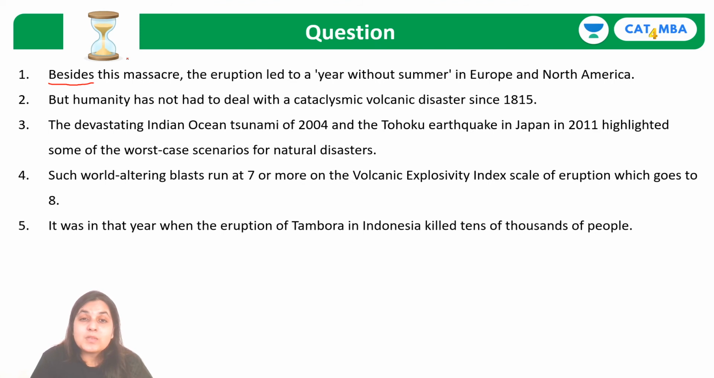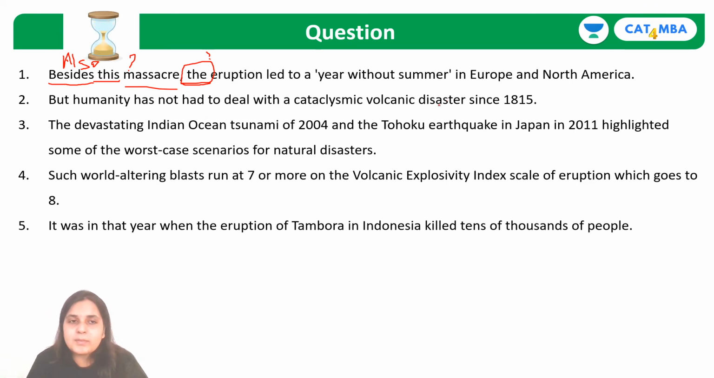Now, see guys, focus on the words. Besides. What does besides mean? Besides means also. Correct? This massacre. Which massacre? Massacre, mass killing. The eruption, the specific, which eruption? So, can this be an opening sentence? On three accounts, this fails as our opening sentence. First, there is also or besides. Then there is this. Then there is the eruption. This is a very specific sentence that is connected to some other sentence. So this cannot be my opener.